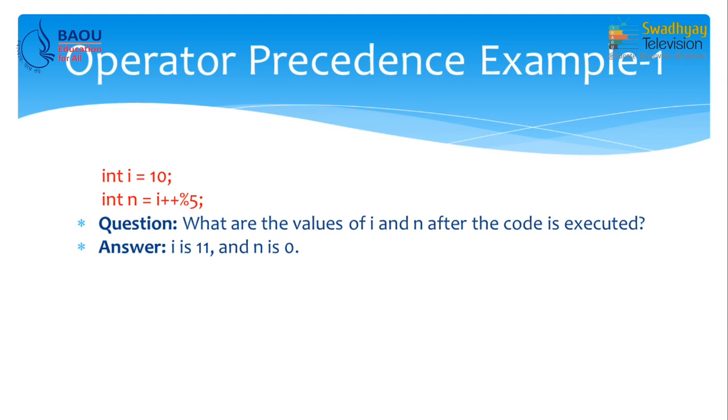Now, we know that in the case of the postfix increment operator, the value of i will be incremented by 1, but not used immediately. So, i is only 10, and 10 divided by 5 will give remainder 0.